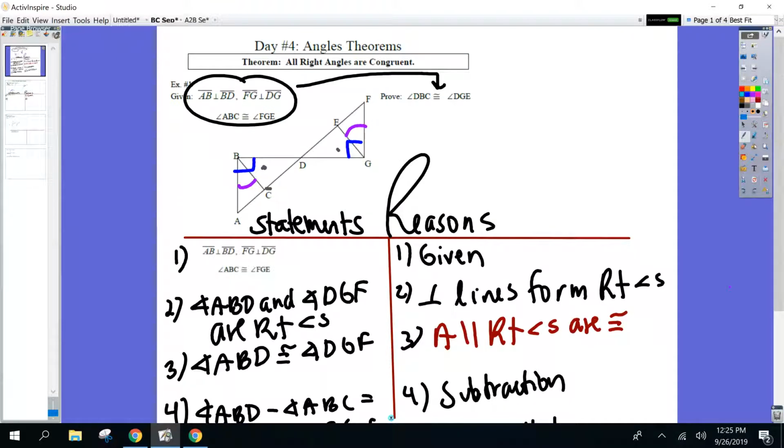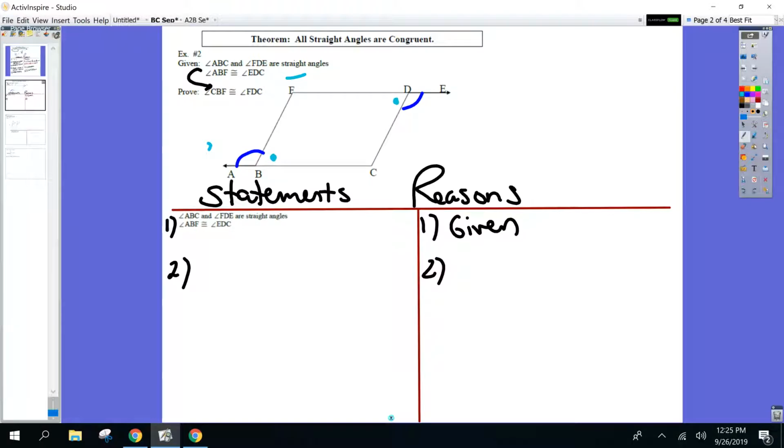But what does it literally say in the givens? They're straight angles. So they are there. All I need to say now is that they are congruent. So here we go. Angle ABC congruent to angle FDE. And that's our second theorem today, which is all straight angles are congruent.